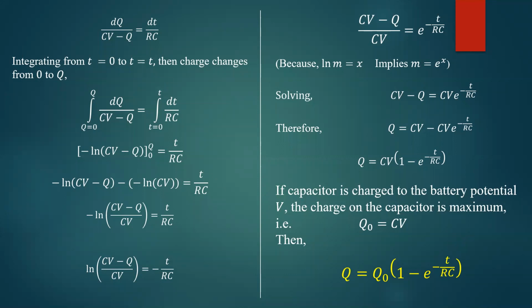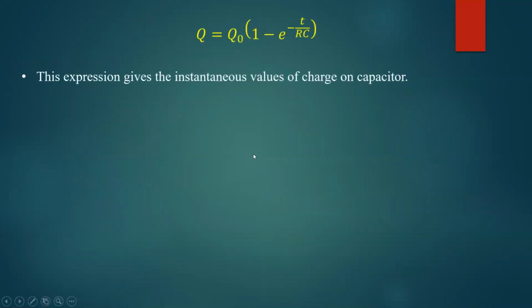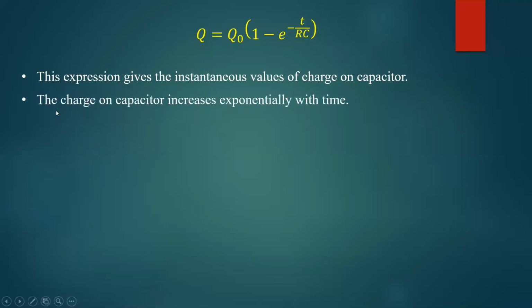Just I will give you a simple explanation. This is the expression for charge. This expression gives the instantaneous value of charge on the capacitor during the charging of the capacitor. So this is very useful for solving the problems, and this derivation is also very important. Then it is observed that the charge on the capacitor increases exponentially with time. As time increases, this Q increases exponentially. Okay.